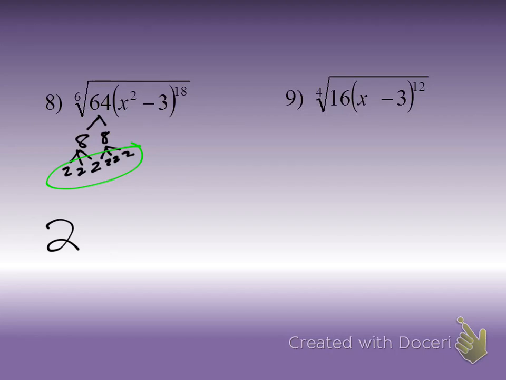Pay attention to it. Then you have the 6th root of x squared minus 3. So x squared minus 3 does not get touched. Only the 18 does. What's your new exponent right here? 4. 3. Oh, my fault.